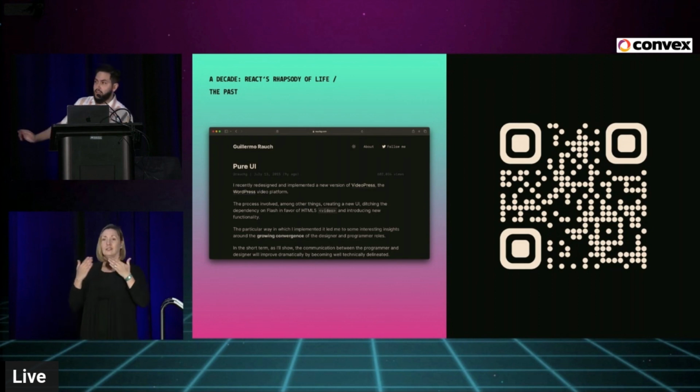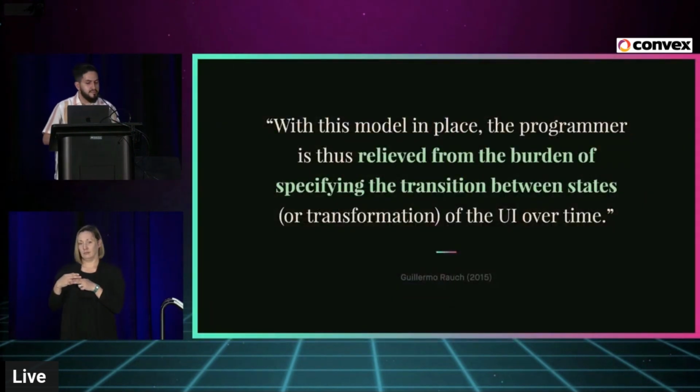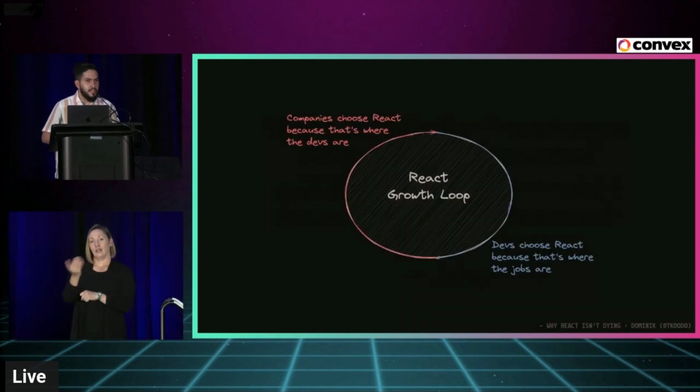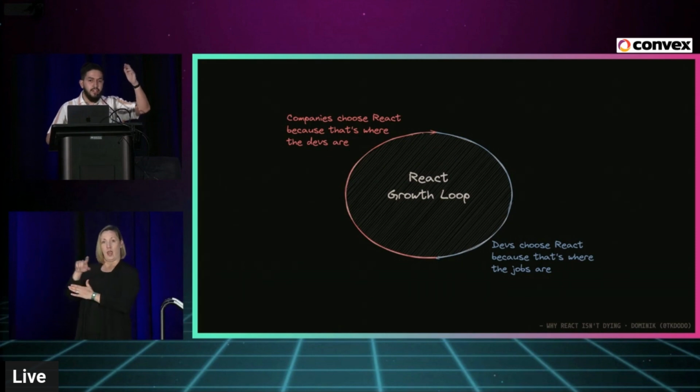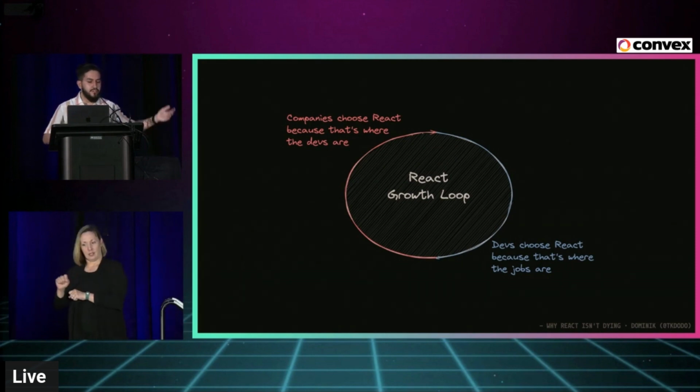Like, I love this one by Guillermo Rauch, CEO of Vercel. It's called Pure UI, and he would say, with this model in place, the programmer is thus relieved from the burden of specifying transition between states or transformation of UI over time. That was 2015. And all we know is that we kind of entered this React growth loop where basically companies would choose React because developers were doing React, and developers would choose React because that's where jobs were.